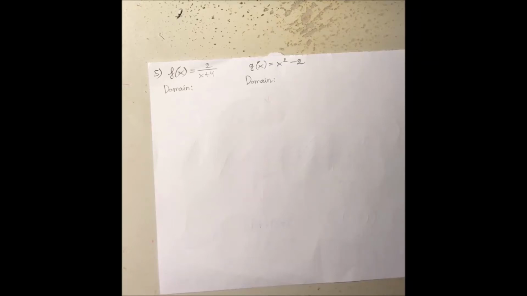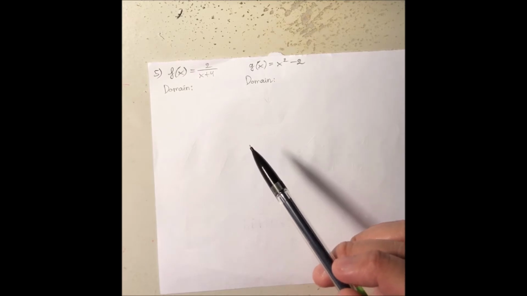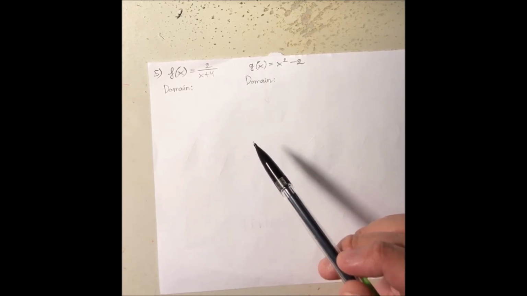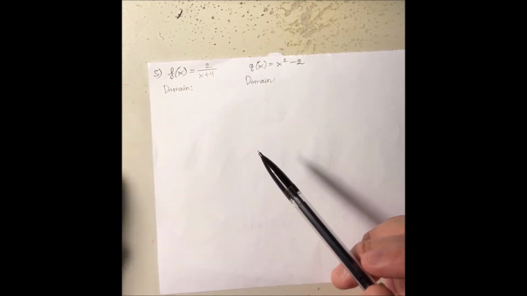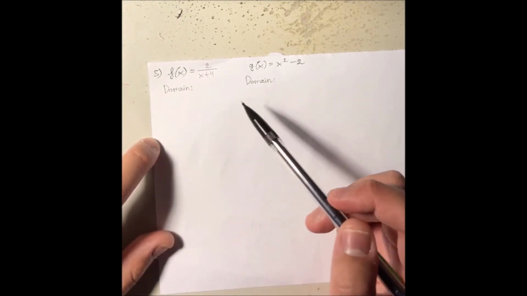Alright, this is the fifth example of composition of function. So we are given a function f of x equal to 2 over x plus 4 and g of x equal x squared minus 2. Let's find the domain of each of these functions first.